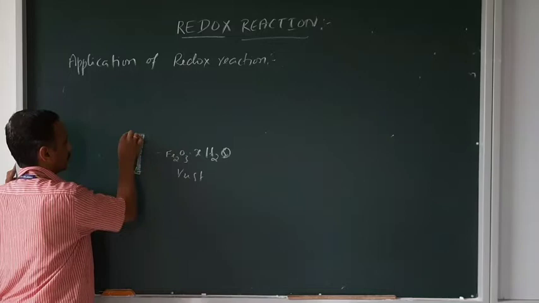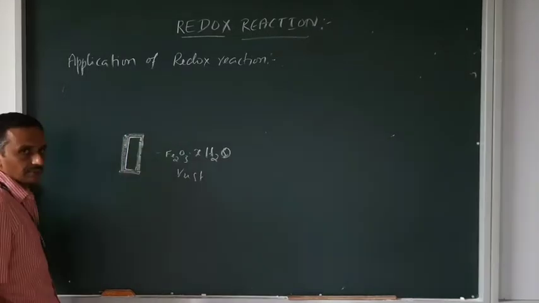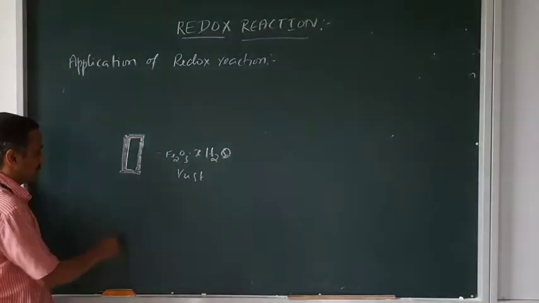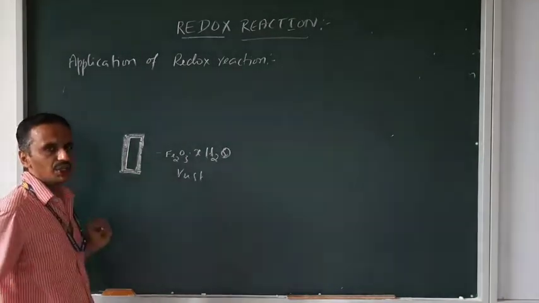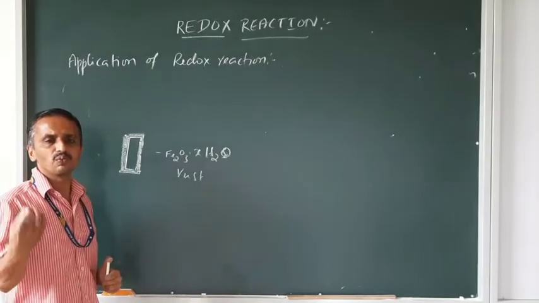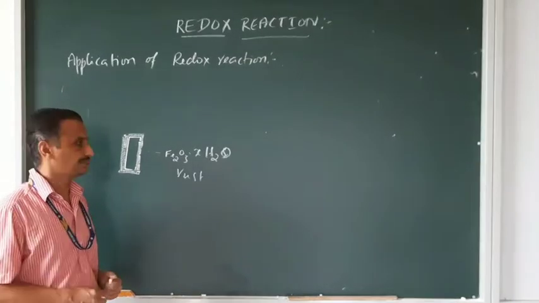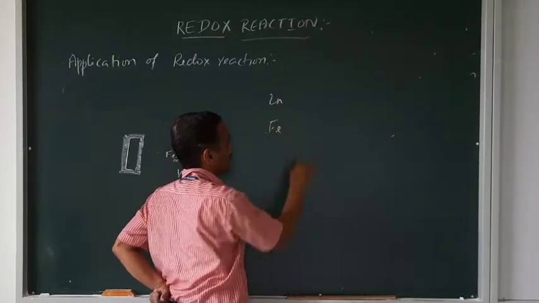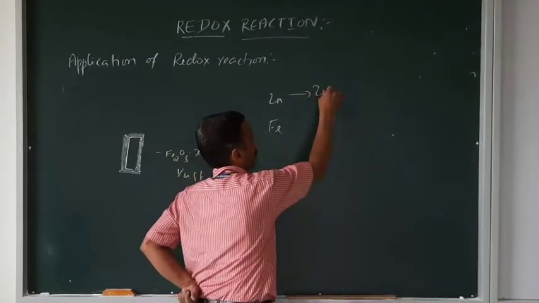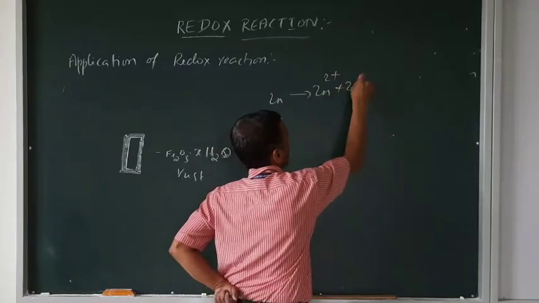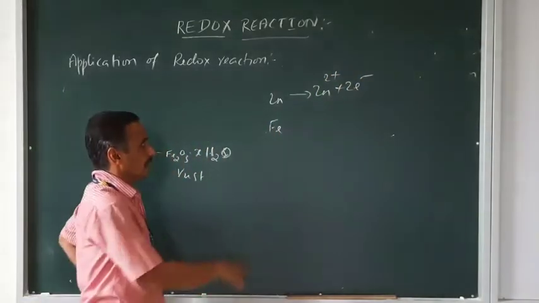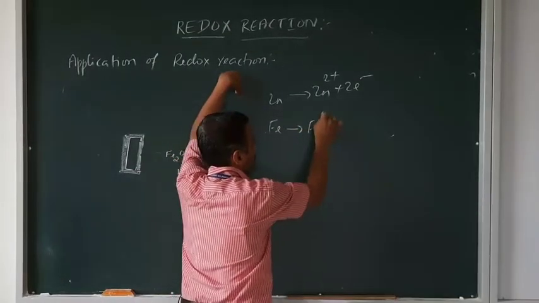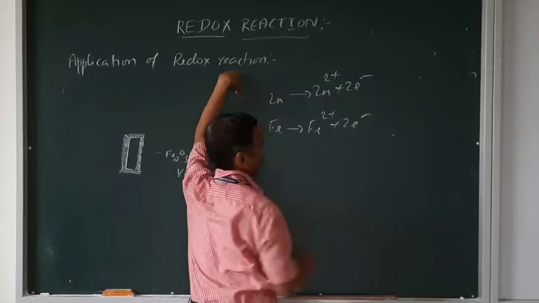Coating of zinc on this. What happened there? Until zinc is present, iron will not get any oxidation, because zinc is more electropositive than iron. So when zinc and Fe are there, zinc undergoes oxidation to give Zn2+ plus 2 electrons. And until the zinc is there, Fe will not go into the Fe2+ plus 2 electrons state.